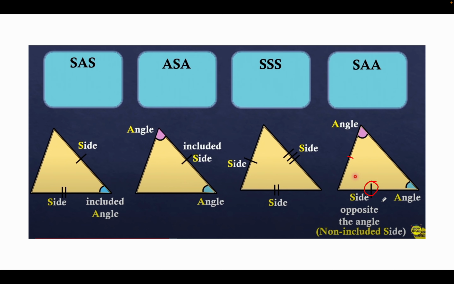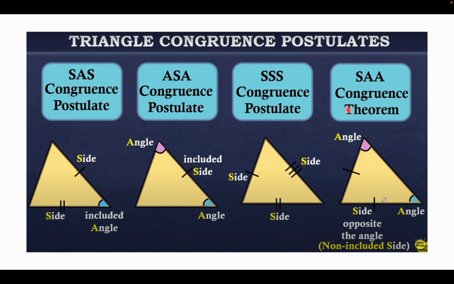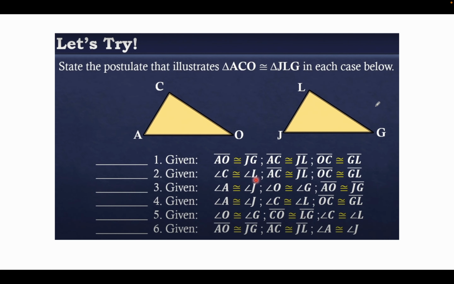So that's for the congruence postulates that we can use to prove that the two triangles are congruent. Well, anyway, you have to take note, class, that the SSA congruence is not a postulate. It is a theorem. Take note, the SSA is not a postulate but a theorem. The three postulates are the SAS, the ASA, and the SSS. But the SAA is a congruence theorem.